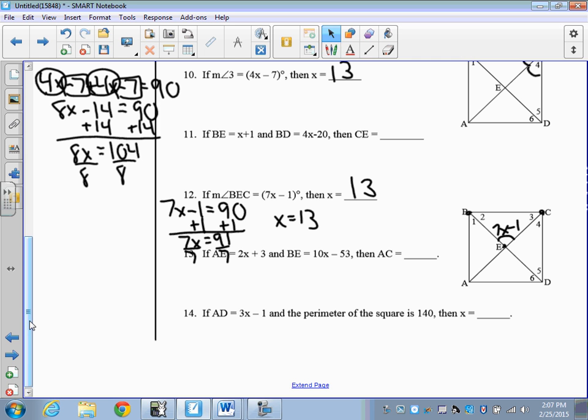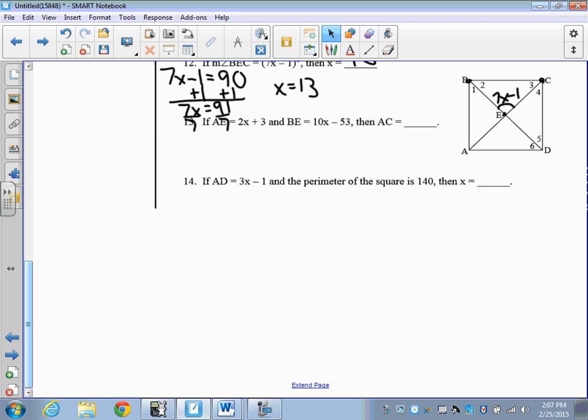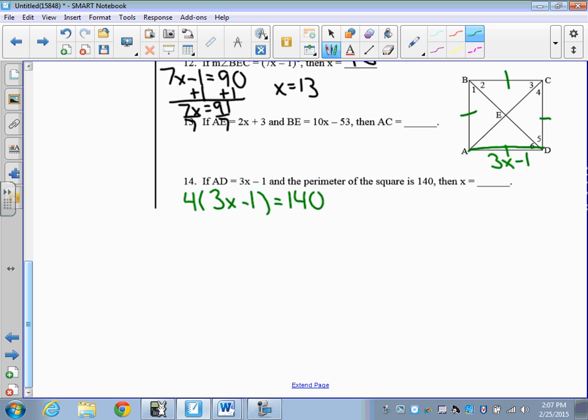The last one we're going to do together is number 14. It says if AD is equal to 3x minus 1, and the perimeter of the square is 140. So that's whenever we add up all the sides. What's x equal to? Well, all the sides are congruent. It's a rhombus. 4 times 3x minus 1 is equal to 140.